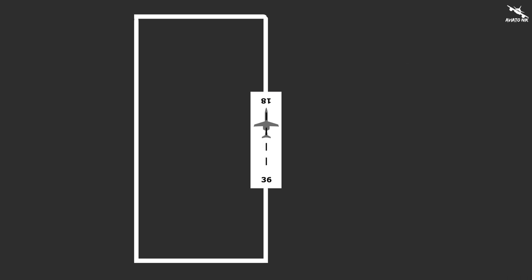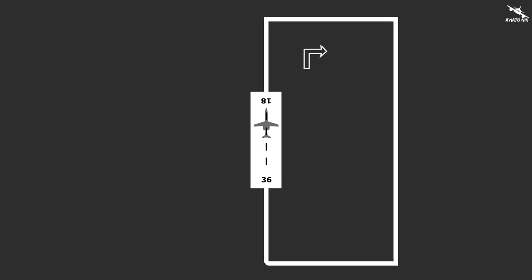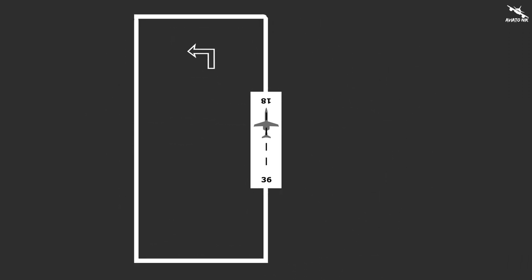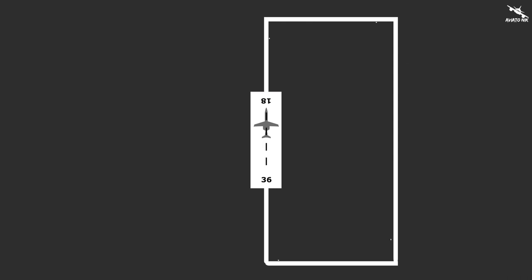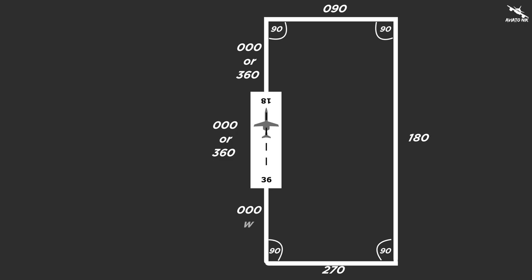If you are making right hand circuits, all turns will be to your right. Similarly, if it is to your left, all turns have to be left. All legs are 90 degrees to each other. If the runway heading is 000 or 360, and you are making a right hand circuit, then your upwind heading will be the same as your runway heading, 000 or 360, crosswind 090, downwind 180, base 270, and final again 000 or 360.